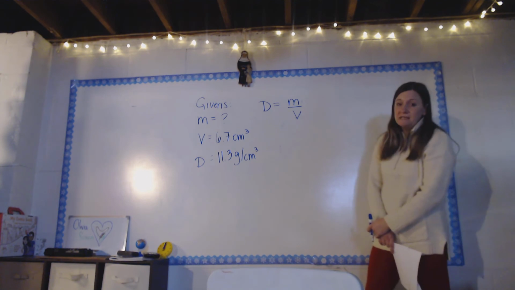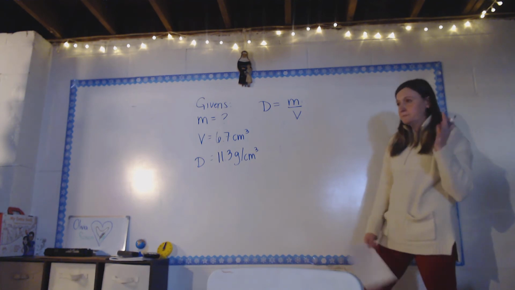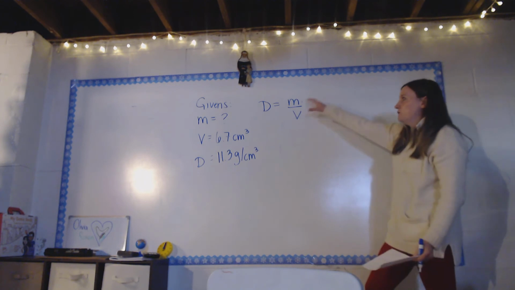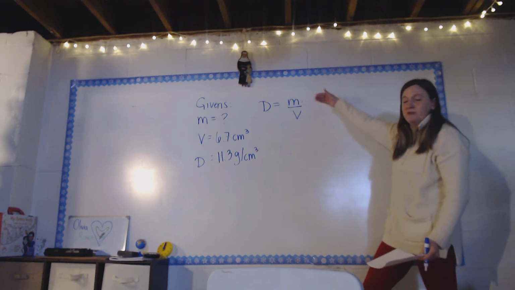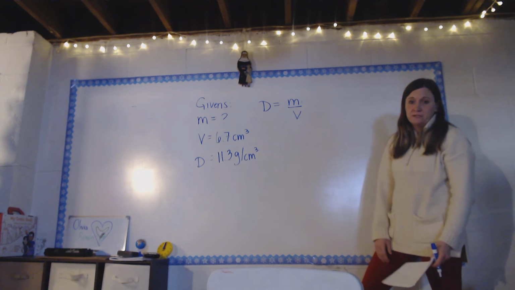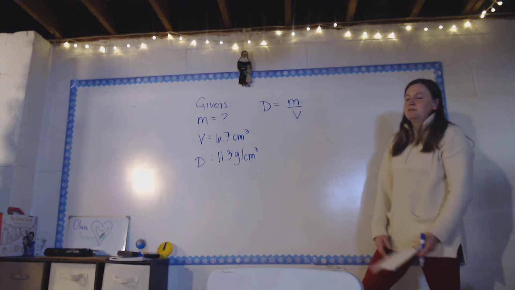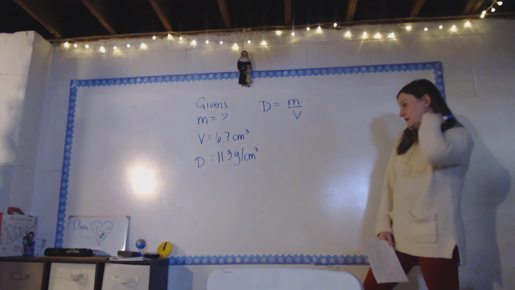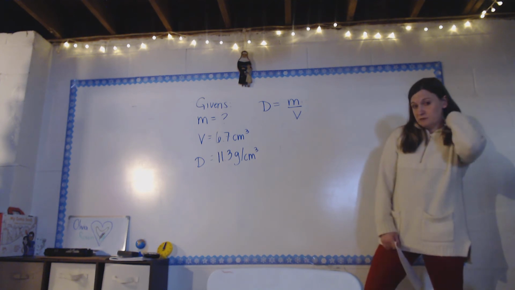Now, I highly recommend, because as you get older, this becomes something you must do, that you solve this for mass. So isolate the m variable before you put numbers into the equation. I know that's a little bit different from what you're probably used to coming into high school, but keeping numbers out until the very end is the best way to do things.